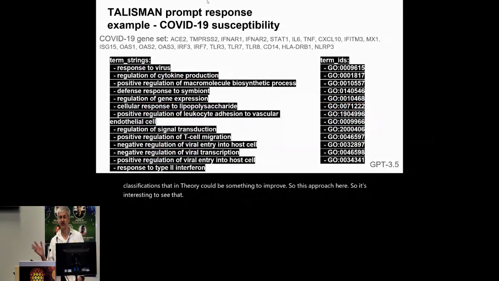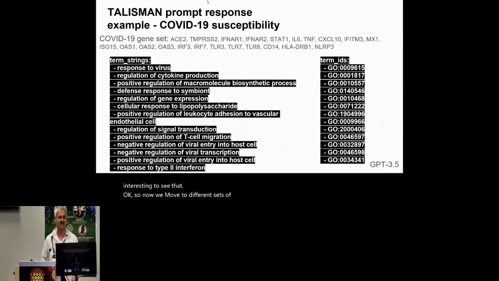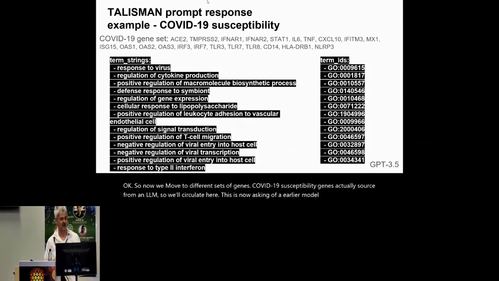Okay, so now we'll move to different sets of genes. COVID-19 susceptibility genes, actually sourced from an LLM, so a little circular here. This is now asking of an earlier model, GPT-3.5. I'm going to skip the narrative text, hard to evaluate, so just as I showed you an example. But now we're getting a list of terms, all of them mapped to Go term exactly. Kind of shocking, right, in a way.